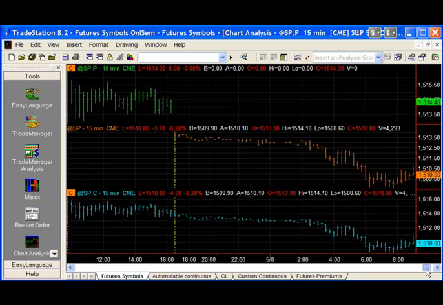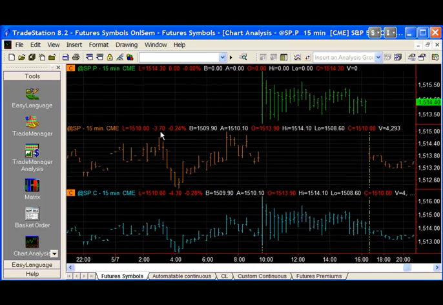Just to make the same point, not to belabor it, here we've done the same thing with the continuous contract at SP.P. So here's our daytime using the continuous, PIT only. At SP, which is the electronic, so here's the overnight into the early morning, no trading during the day, and then the evening resumption. And at SP.C, which brings both of those other symbols together into a continuous day within the continuous contract.